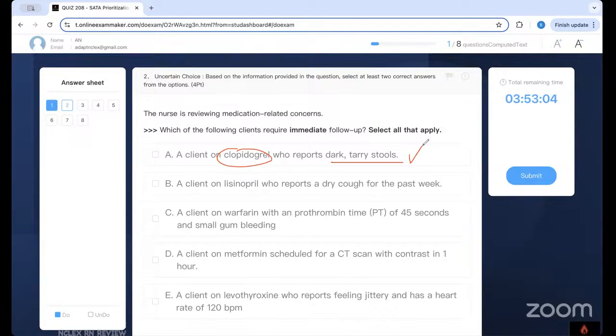Lisinopril, cough for the past week. It's not an immediate problem. It may need the patient to probably change the medication, but this is not an immediate issue. You see what I'm doing?